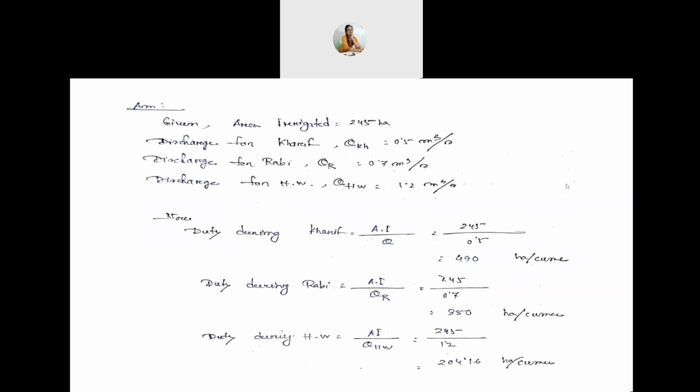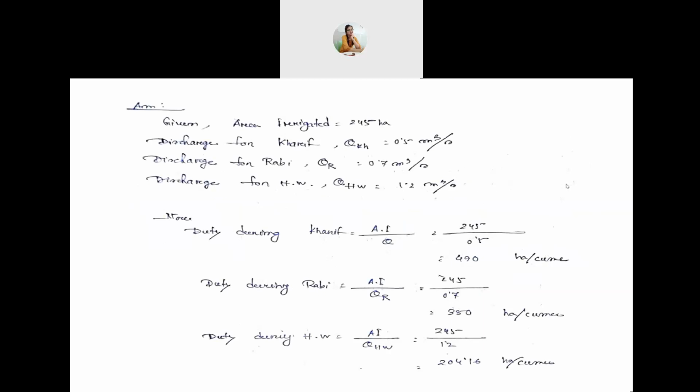So it was given that the area irrigated was 245 hectares. Discharge for Kharif crop was given as 0.5. Discharge for Rabi crop was given as 0.7. Discharge for hot weather crop was given as 1.2. Now, duty during the Kharif crop can be calculated by using the formula area irrigated divided by discharge.